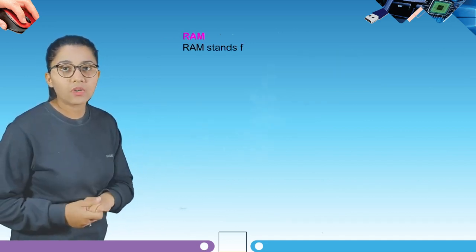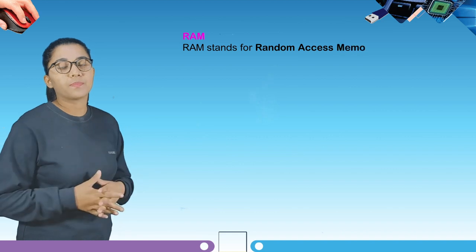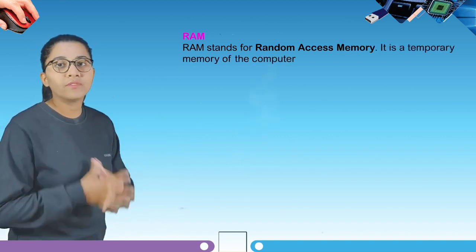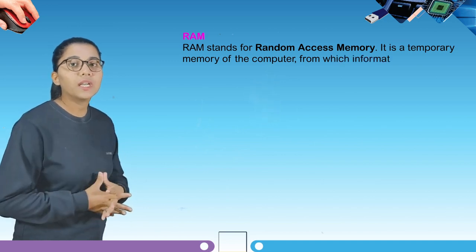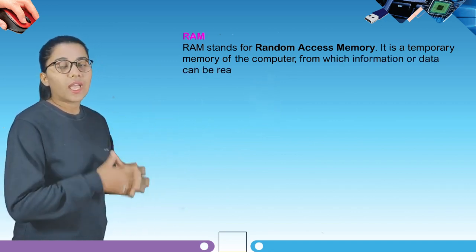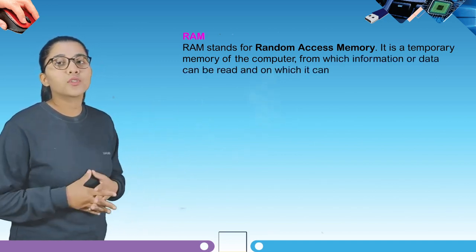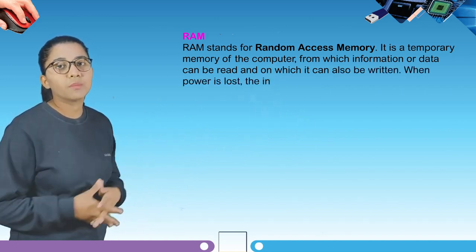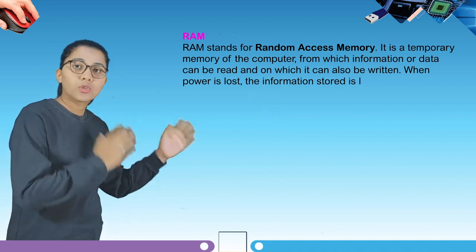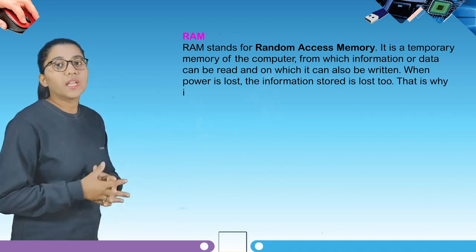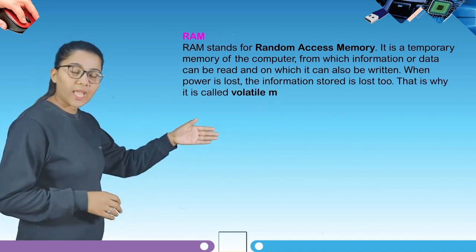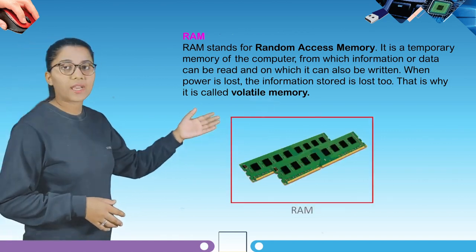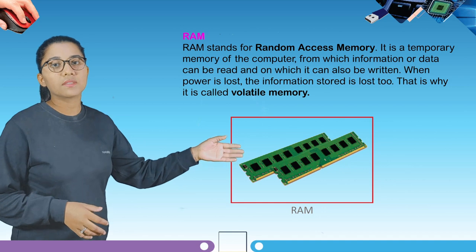RAM stands for random access memory. It is a temporary memory of the computer from which information or data can be read and on which it can also be written. When power is lost, the information stored is lost too. That is why it is called a volatile memory. So students, here you can see the picture of a RAM, that is random access memory.